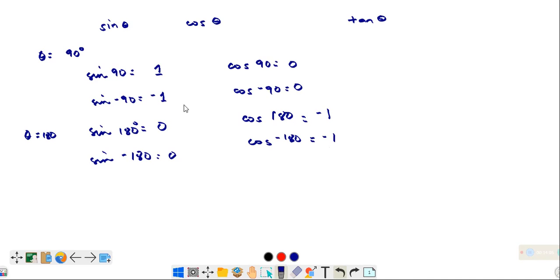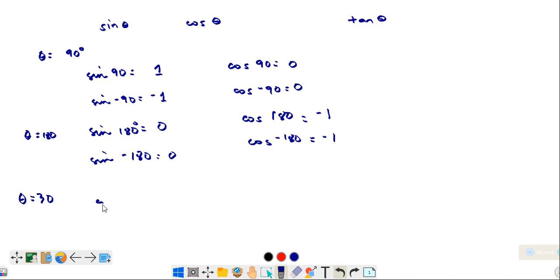So, para mas malinaw, mag-extend pa tayo. Yun namang mga 30, 60. Mali. Control Z. Ay, nabura. Ayan. Maglagay tayo ng isa pang value dito ng theta. We have 30. Kung tandaan nyo pa yung mga trigonometric function values natin ng 30, good. Pero kung hindi na, edi hanapin natin.